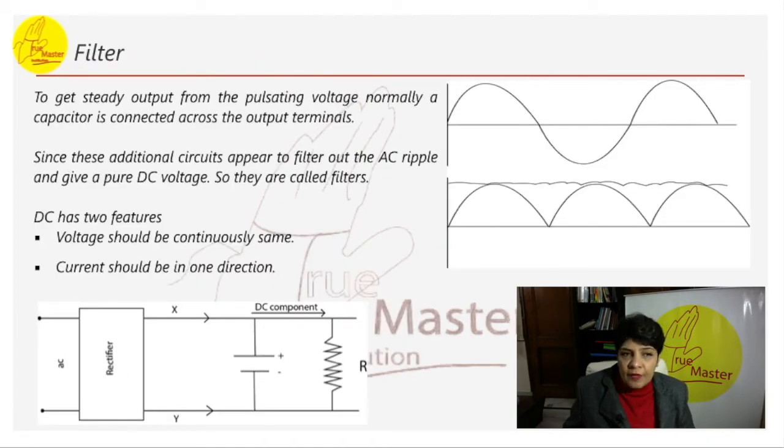As the output obtained from a junction diode is pulsating, a filter is used to obtain steady current. The filter we are going to use here will be a capacitor and a resistance. This acts as a filter, so it will filter out the voltage. To get steady output from pulsating voltage, normally a capacitor is connected across the output terminal. Since these additional circuits filter out the AC ripple and give a pure DC voltage, they are called filters.